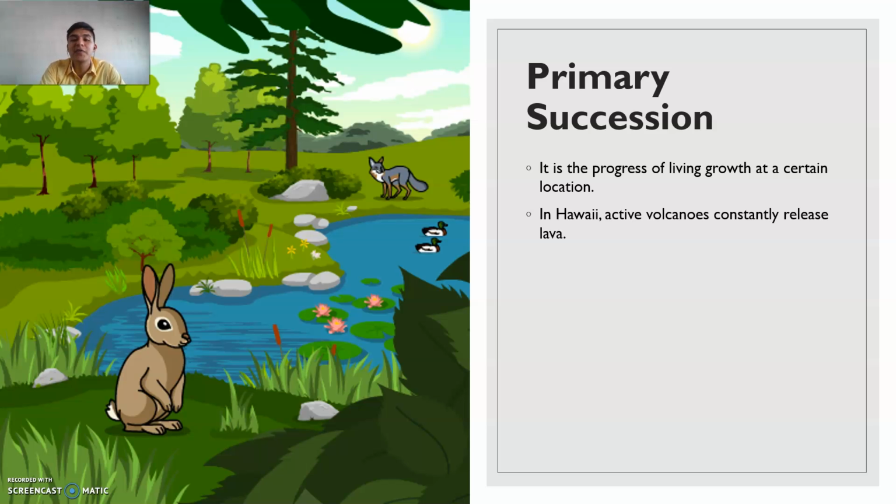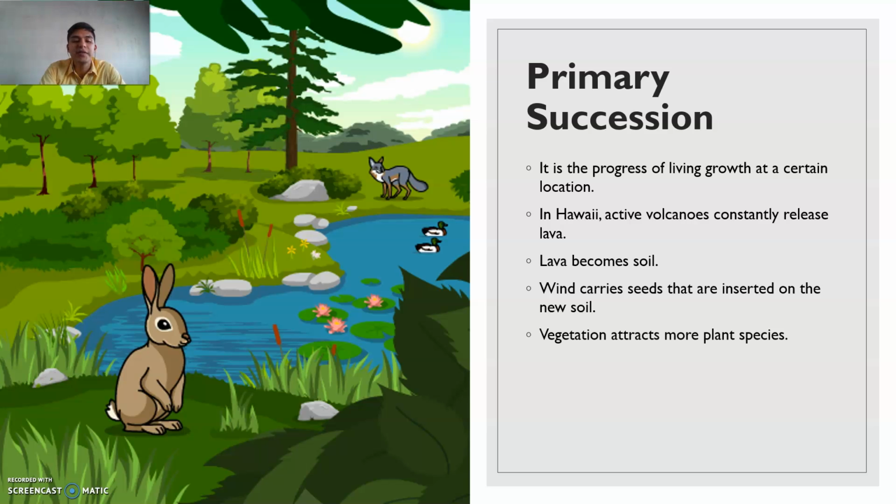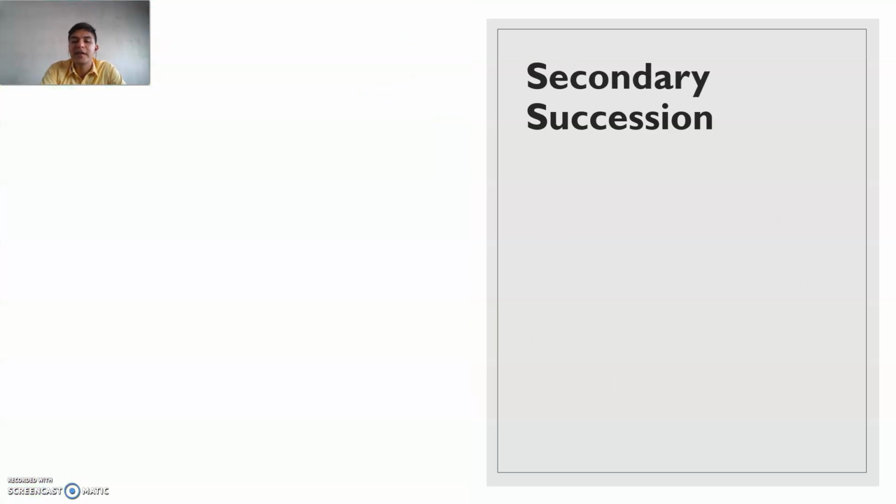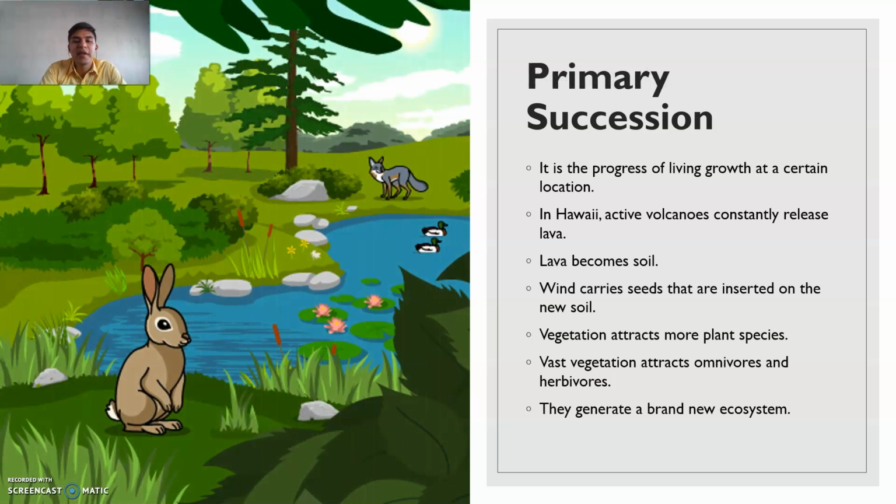In Hawaii, active volcanoes constantly release lava. Lava becomes soil. Wind carries seeds that are deposited on the new soil. Vegetation attracts more plant species. And vast vegetation attracts omnivores and herbivores. And lastly, they generate a brand new ecosystem. So this is the primary succession, like, let's say, starting life from zero.